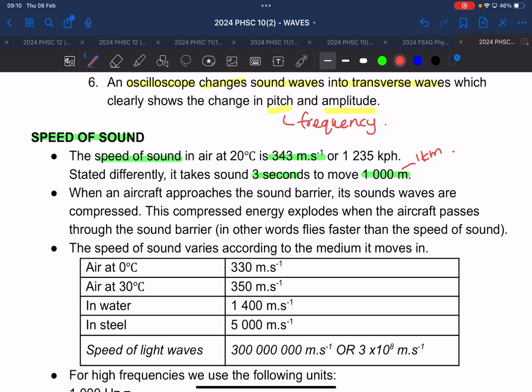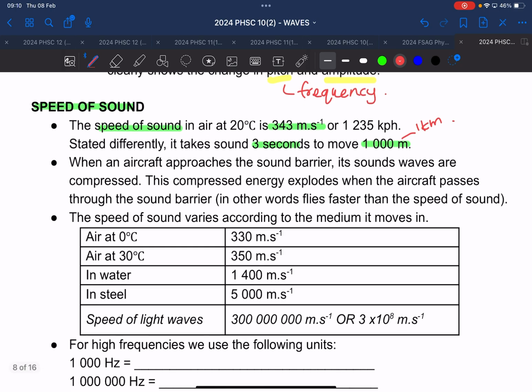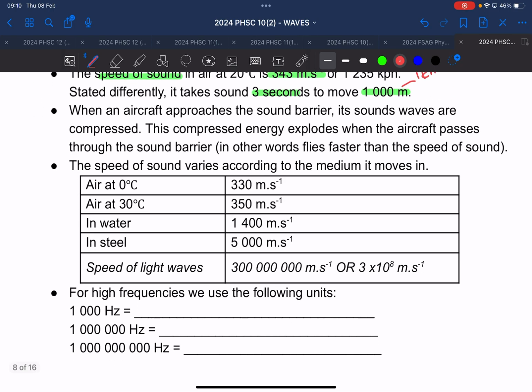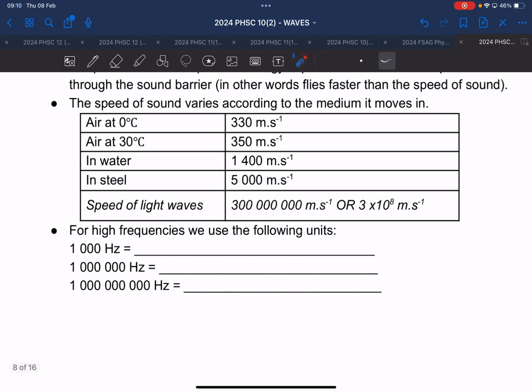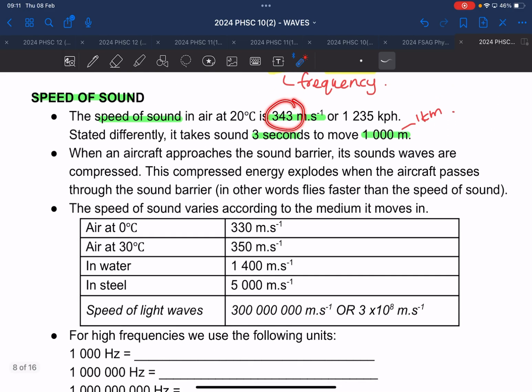Then it says, when an aircraft approaches the sound barrier, the sound waves are compressed. This compressed energy explodes when the aircraft passes through the sound barrier. In other words, it flies faster than the speed of sound. So it just means when you have, I know that looks like a fish, but it's an airplane. If that airplane flies, it gives off sound waves, right? You'll hear the airplanes, yes? Now, sometimes the airplane flies faster than 343 meters per second.